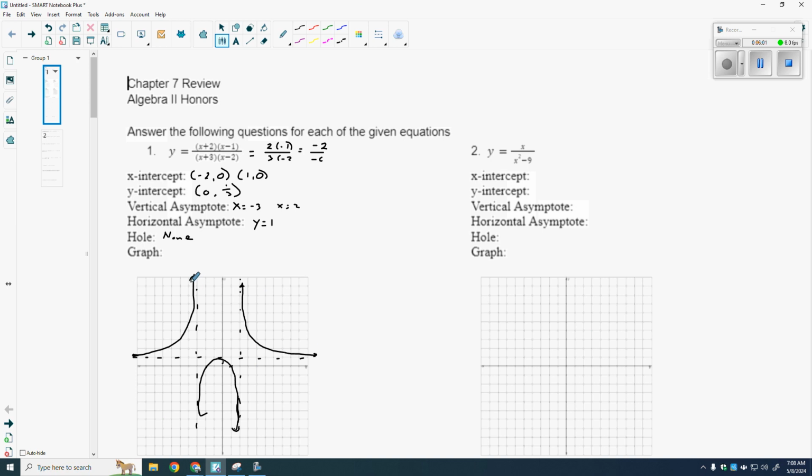Does your graph, where's your graph at in these different regions? Okay, over here, x-intercept, value for x that makes the top 0. That'd be 0. Y-intercept, put in 0 for x, and we get 0, right? Because 0 on top divided by a -9 on the bottom is 0. And I knew that because it hit the origin right there.